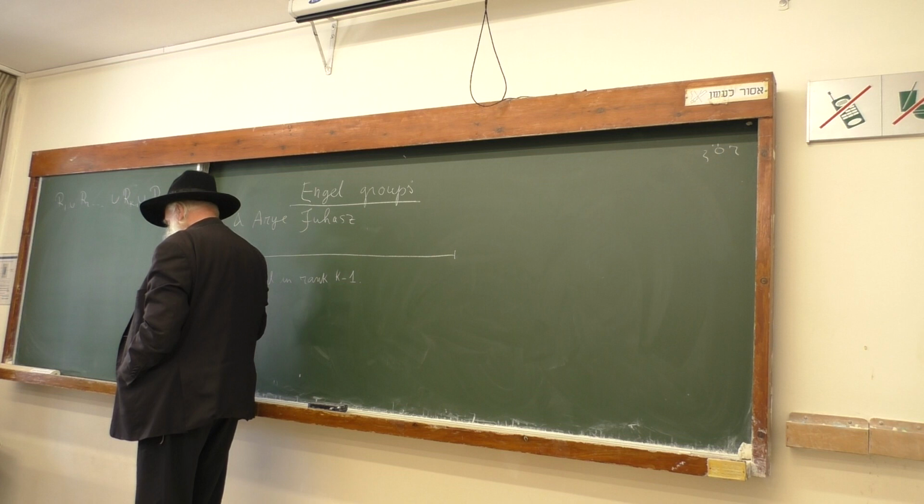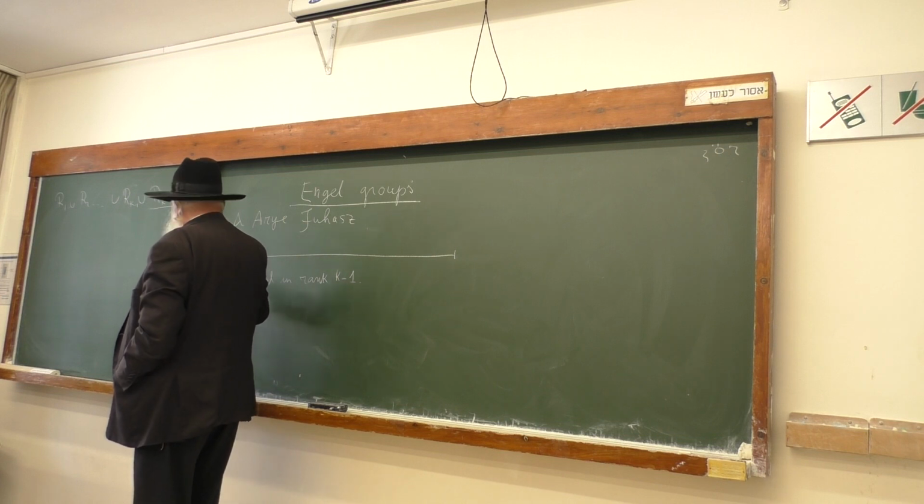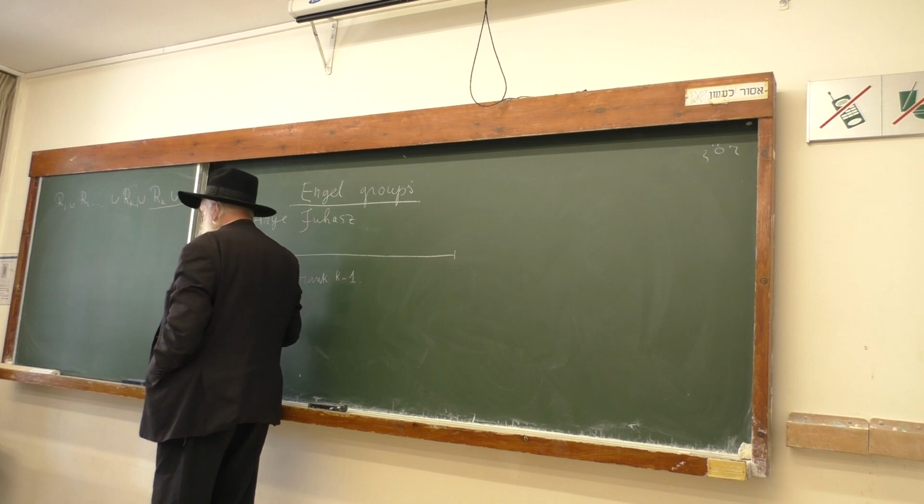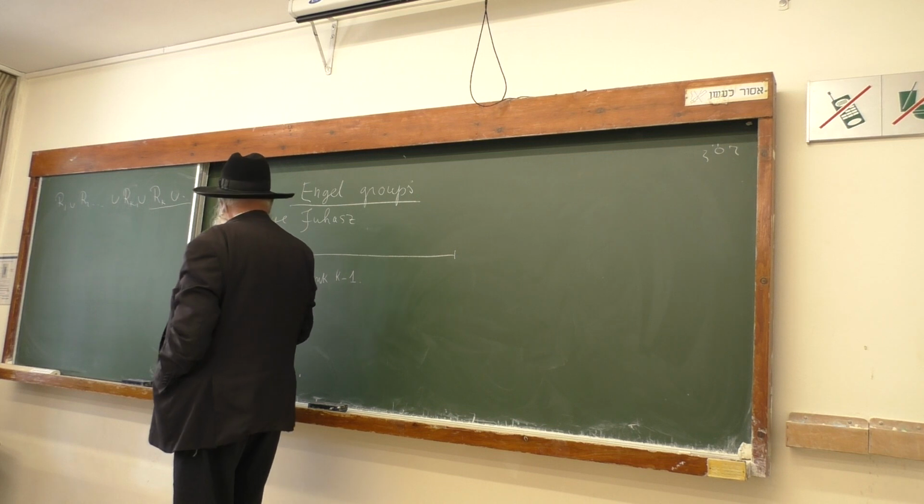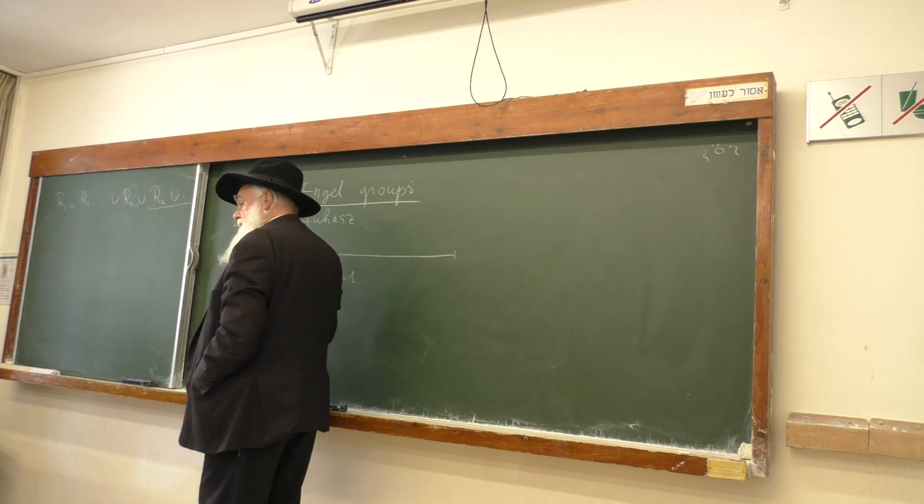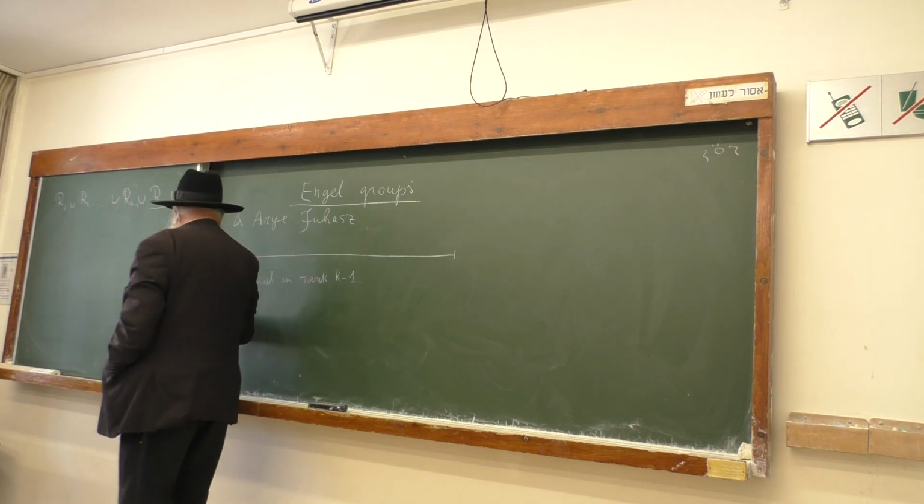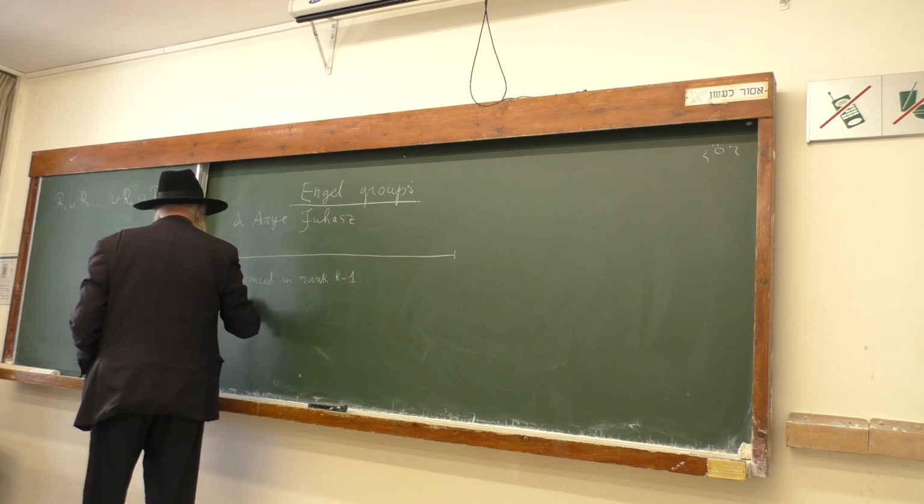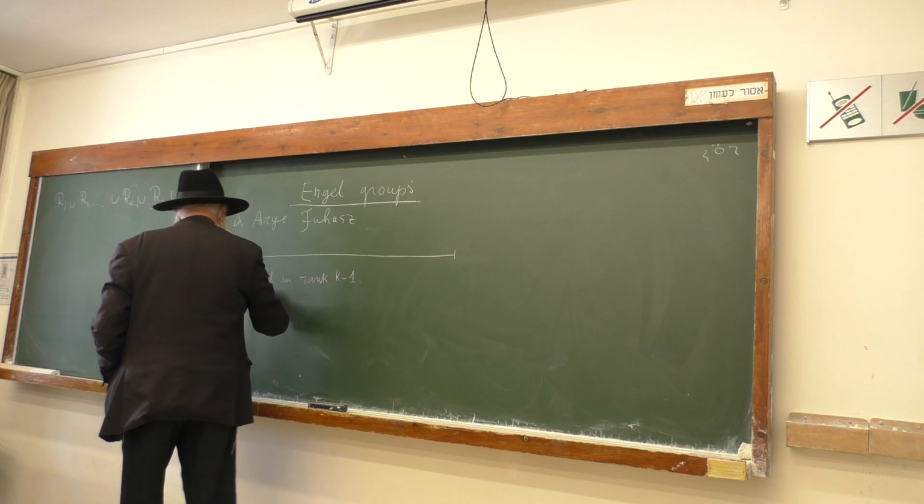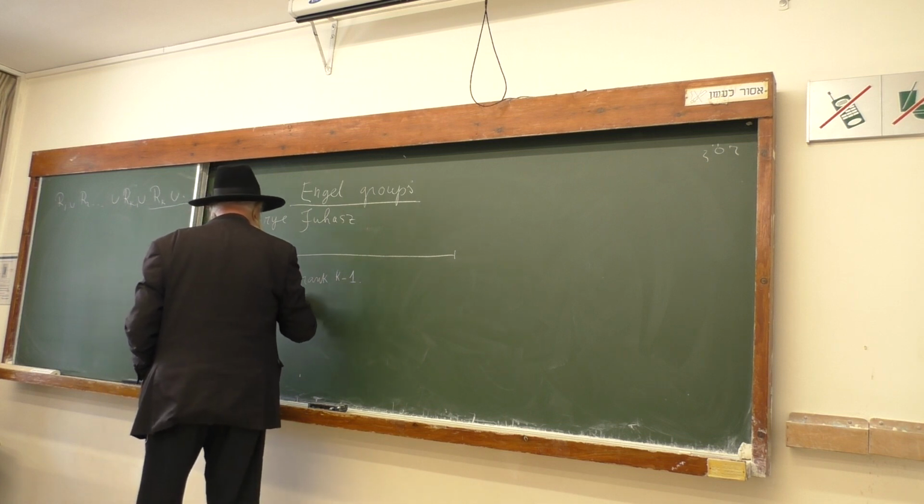Now, how do we define the canonical in rank k? First of all, we consider the chart in rank k.